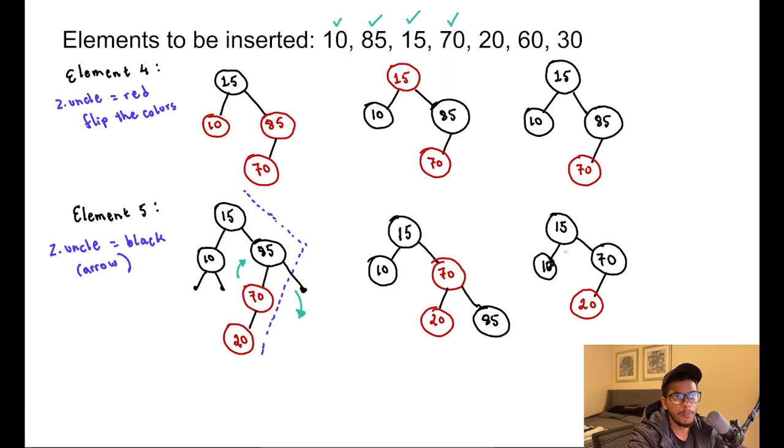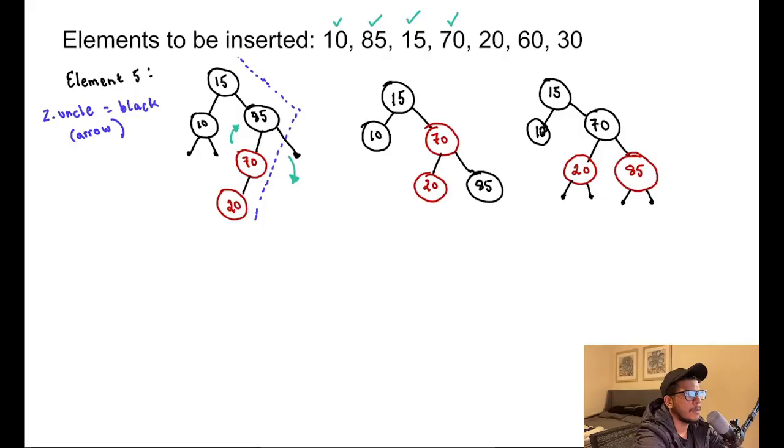We can see more black nodes leaning heavy on the right hand side. So what we're going to end up doing is also change the color of 85 so that it doesn't violate the fourth property of the red black tree. Okay, now if we see it, all the properties are preserved. So element 5 is inserted.